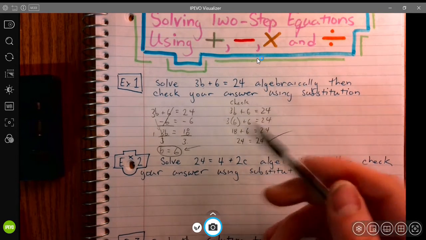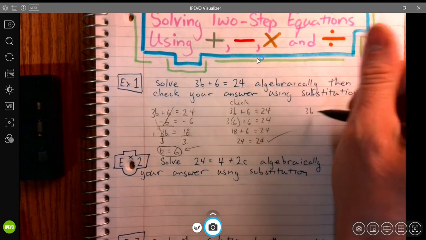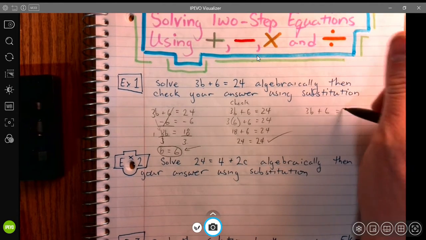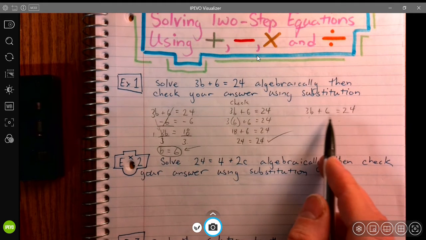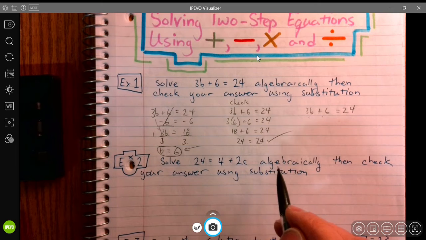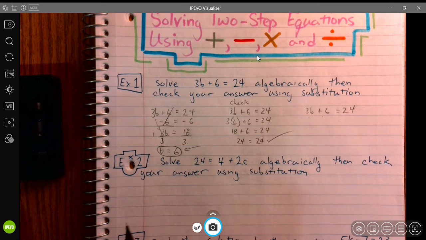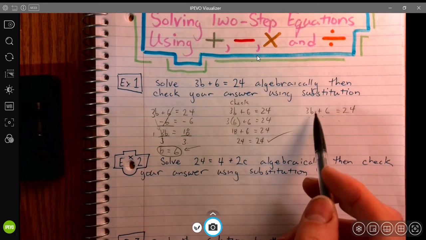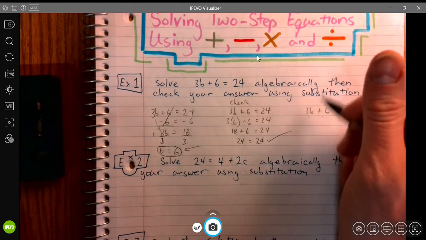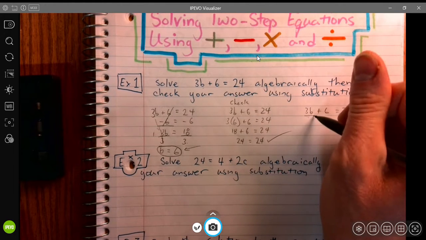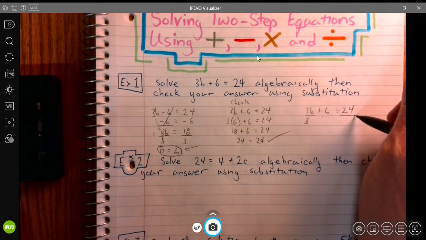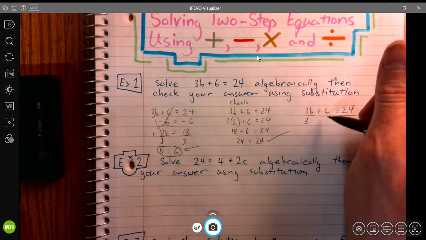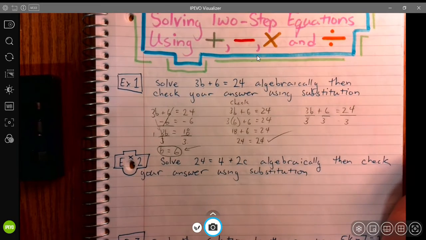Okay. Now you might be saying, Mr. Marlowe, why can't I start this question by dividing both sides of the equation by 3? Do I have to subtract 6 first? No, you don't have to subtract 6 first, but here's why dividing by 3 gets a little bit tricky. If I divide by 3 first, well, I would divide 3b by 3, and I would divide 24 by 3, but I would also have to divide 6 by 3.